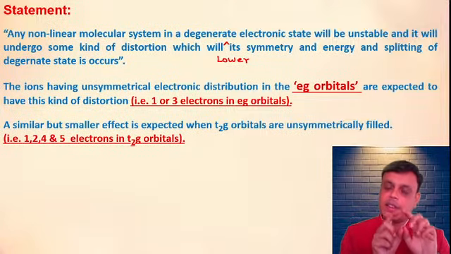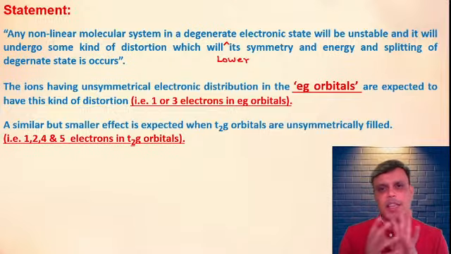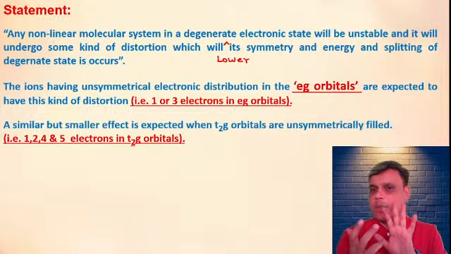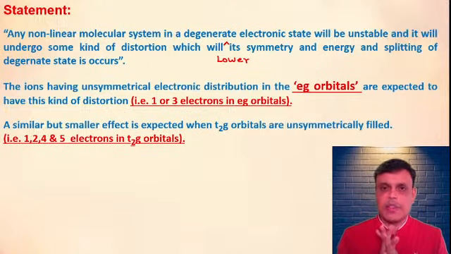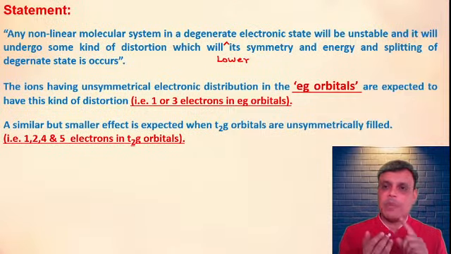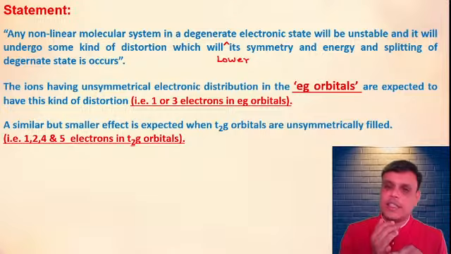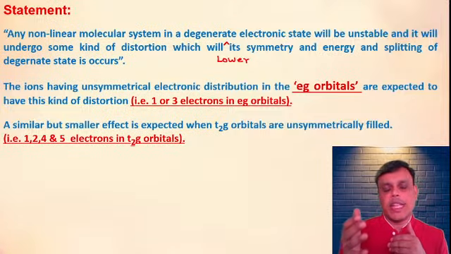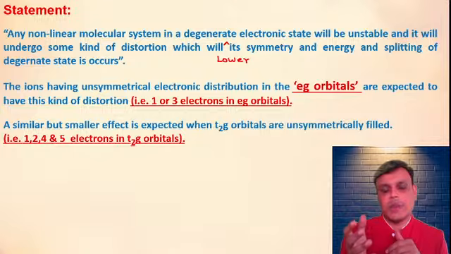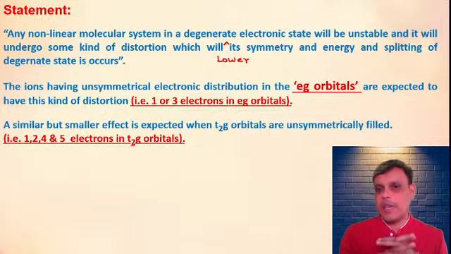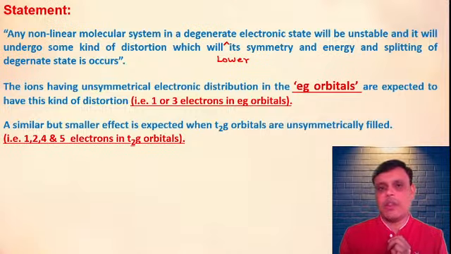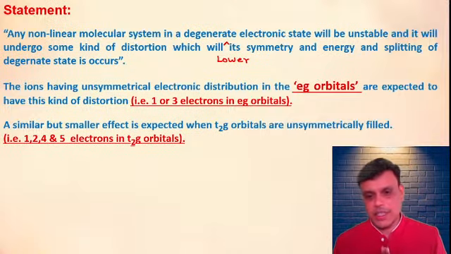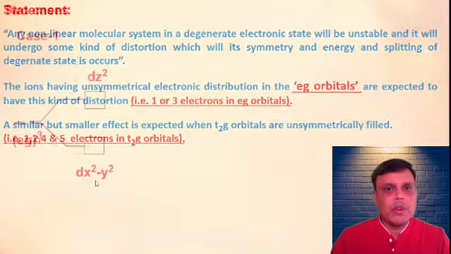Okay? And when there is a symmetrical filling of electrons, that means all the ligands in that axis will experience the same repulsion. And if the unsymmetrical filling takes place, that means 1 or 3 electrons in EG, then different ligands will experience different repulsion. Okay? So due to this, the magnitude of EG orbital is more while talking about the Jahn-Teller distortion. Okay? Understood? Okay, chalo. Then we will go to the next point.